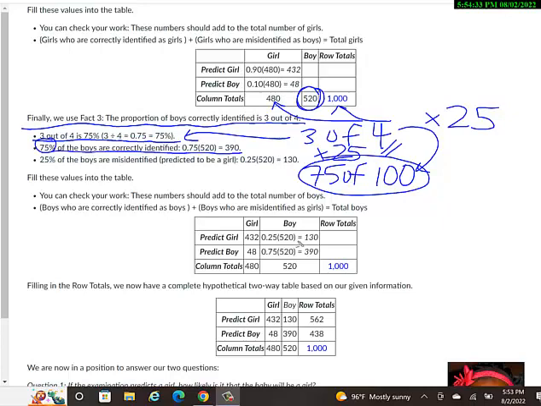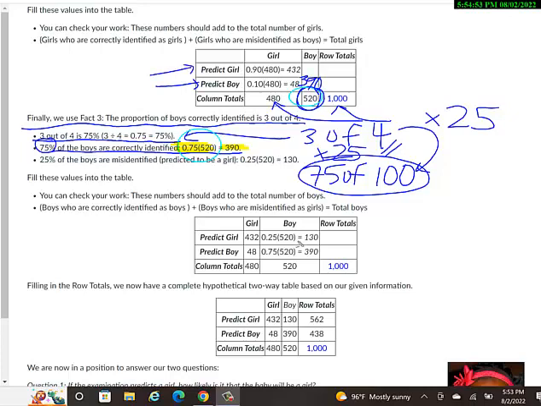So we do a similar calculation to before. What's 75% of the total number of boys, 520? 0.75, the decimal form of 75%, times 520 is 390. So we'll put that, those are the correctly identified. So they were the ones that were predicted to be a boy. So we got 390 here.